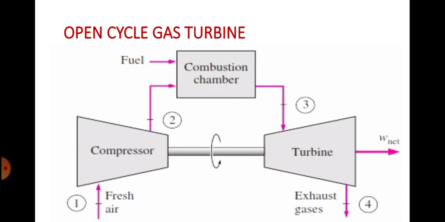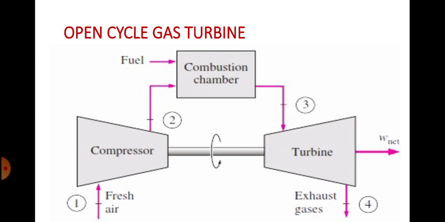Next, this is the schematic arrangement of the open cycle gas turbine, where we can see the compressor, combustion chamber and the turbine arrangement. In an open cycle gas turbine there is no feedback system. We have a compressor whose shaft is connected with the turbine shaft, and in between the compressor and the turbine we have a combustion chamber. As we told earlier, this system works completely on the Brayton cycle.